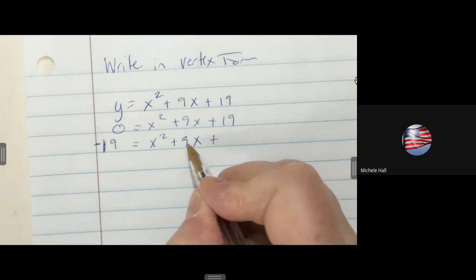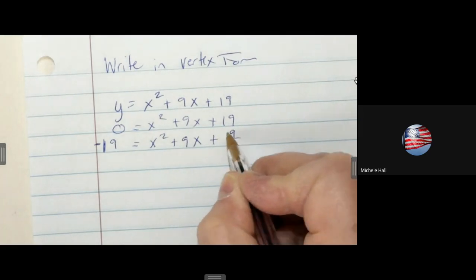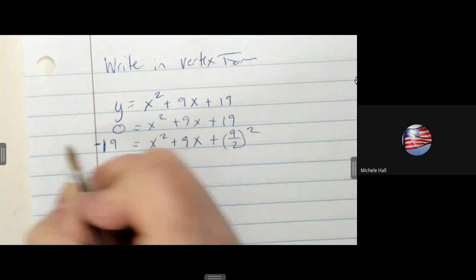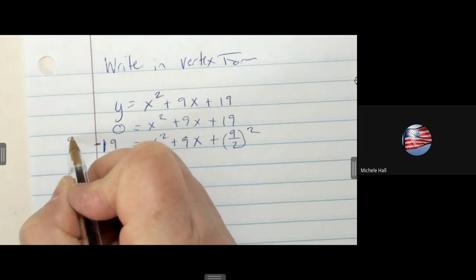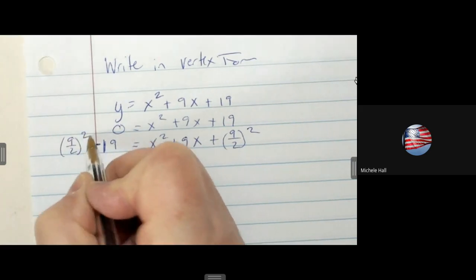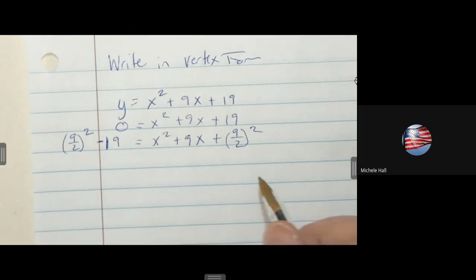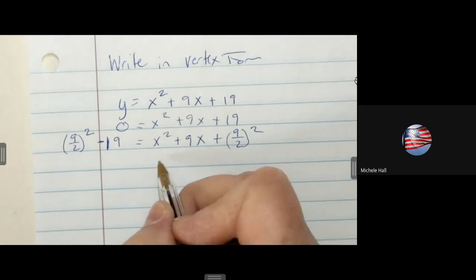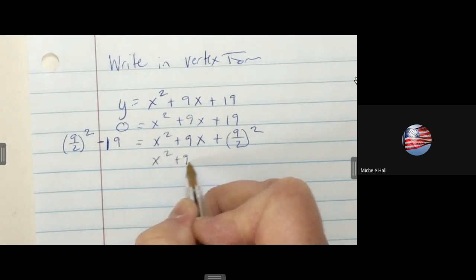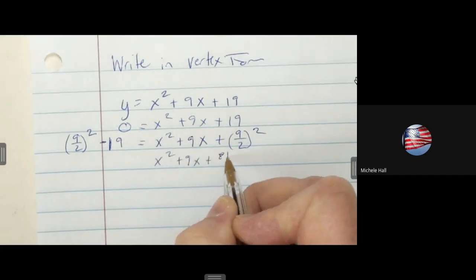So halving the b term would be half of 9 and squaring it. And I need to add that over here as well. Half of 9 squared. Now, you shouldn't be changing it to decimals because there's nothing here in the directions that say use decimals. You have to have the skill of working with fractions. So you're just going to square the 9 and you're going to square the 2. So we have x squared plus 9x plus 81/4.